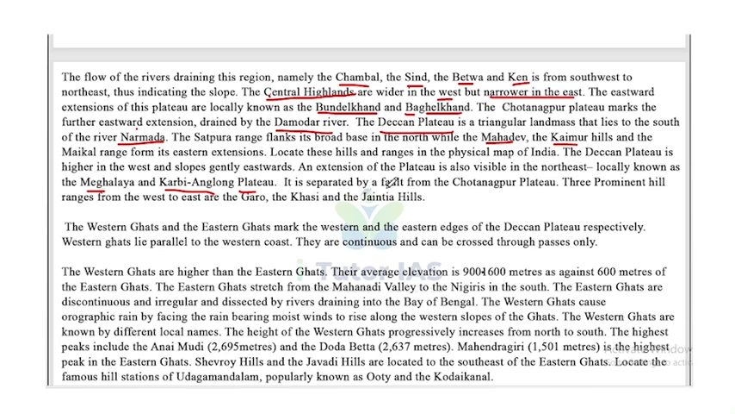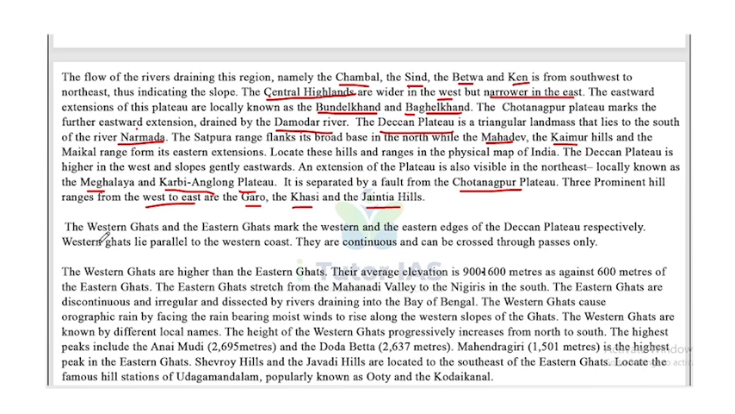It is separated by a fault from the Chota Nagpur Plateau, and three prominent hill ranges from west to east, that is Garo, Khasi and Jaintia hills, can be seen there. So there are three prominent hill ranges from west to east. They are Garo, Khasi and Jaintia hills.